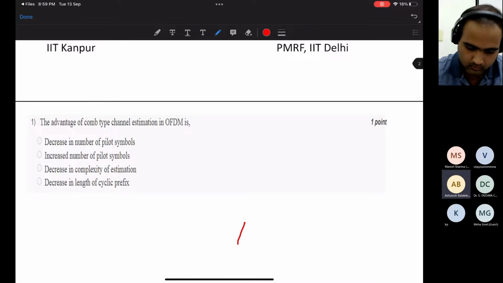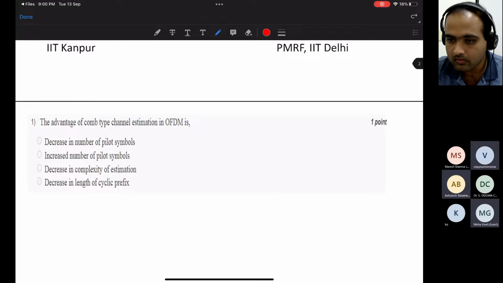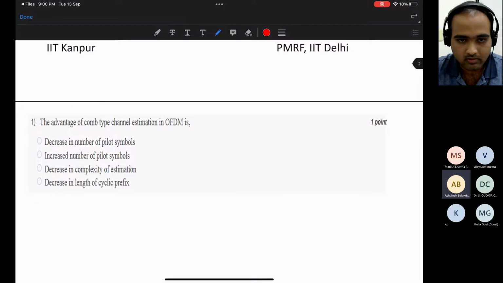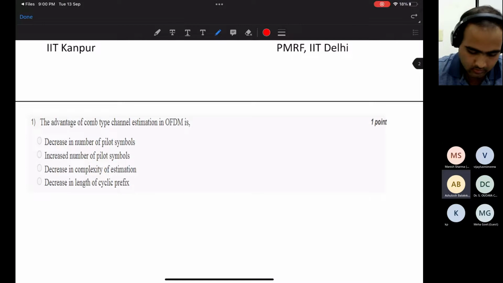So what is the advantage of the comb type channel estimation? Anyone would like to answer? Yeah, please go ahead. Decreasing number of pilot symbols. Decrease in number of pilot symbols. Okay. Someone else also wanted to say. You can also contribute. Complexity of estimation. Decrease in complexity of estimation. Right.